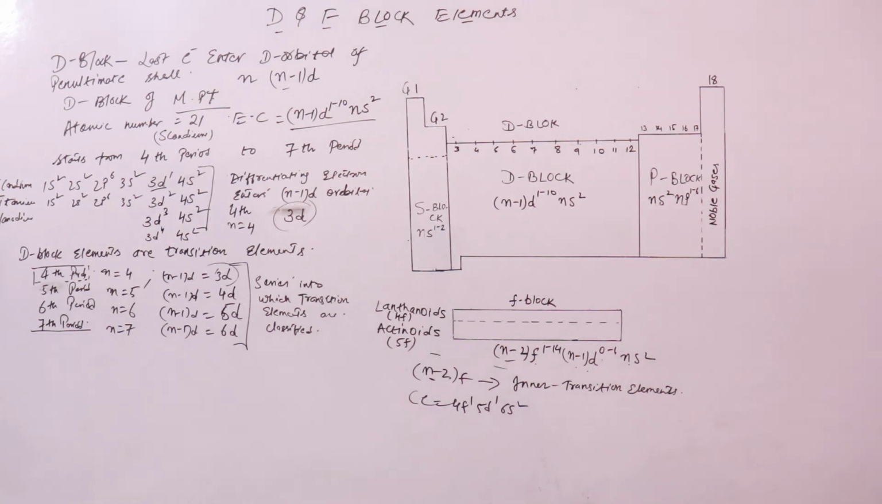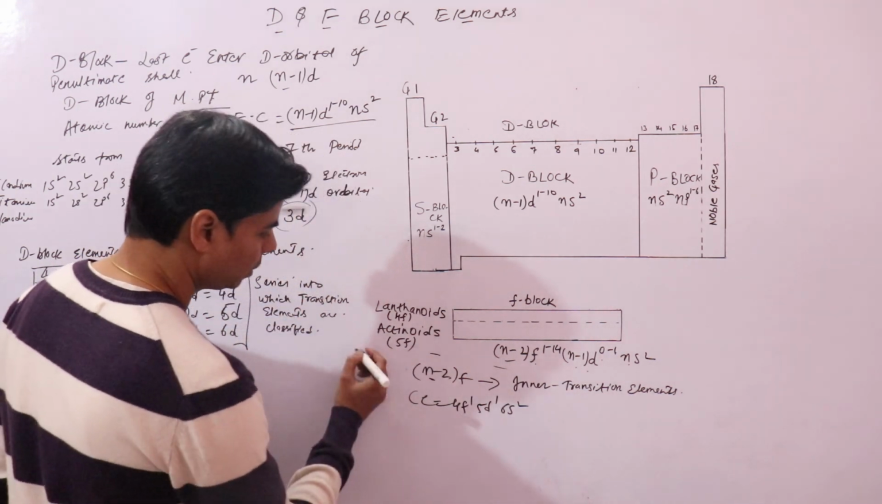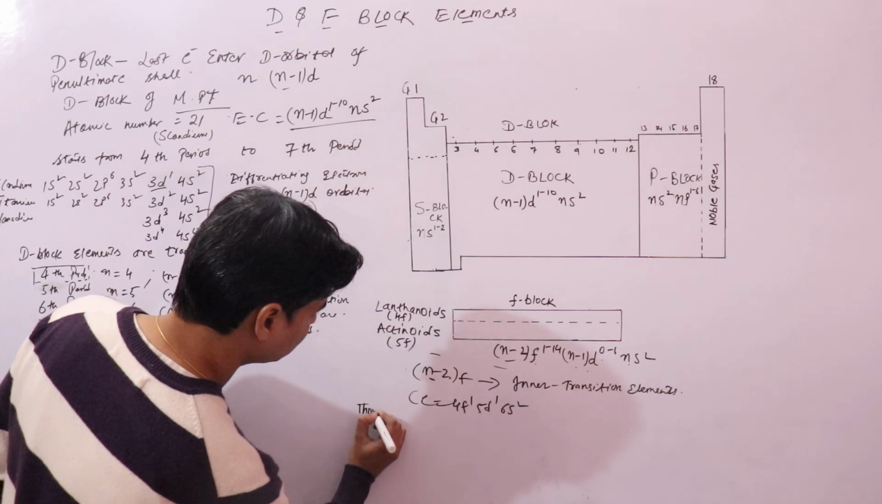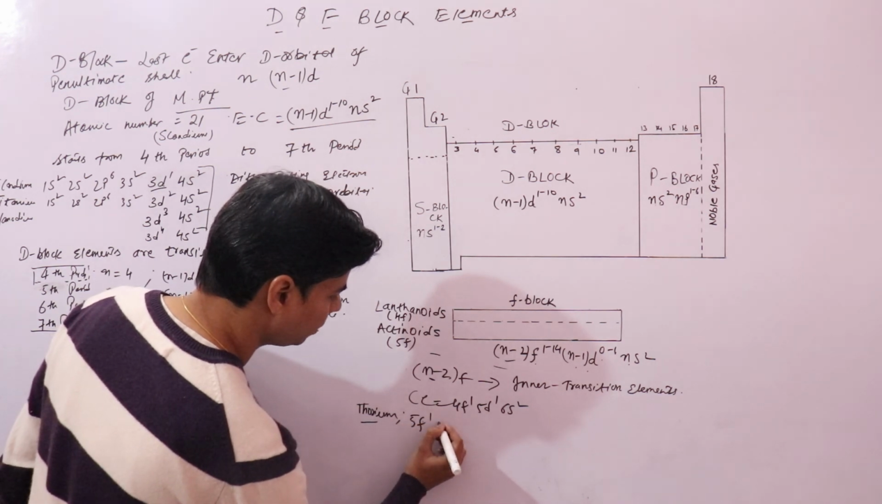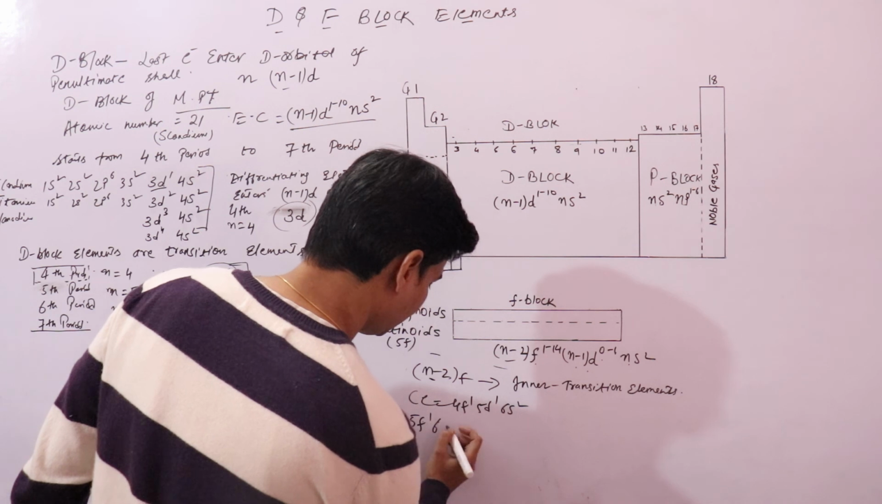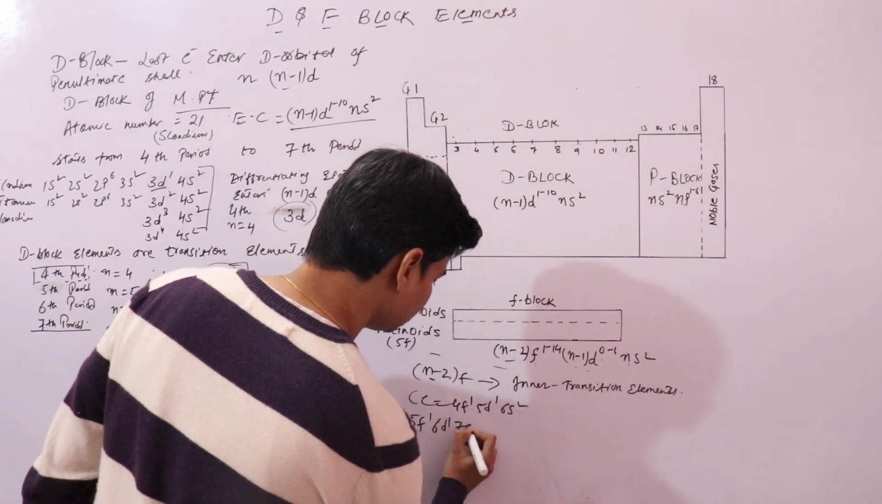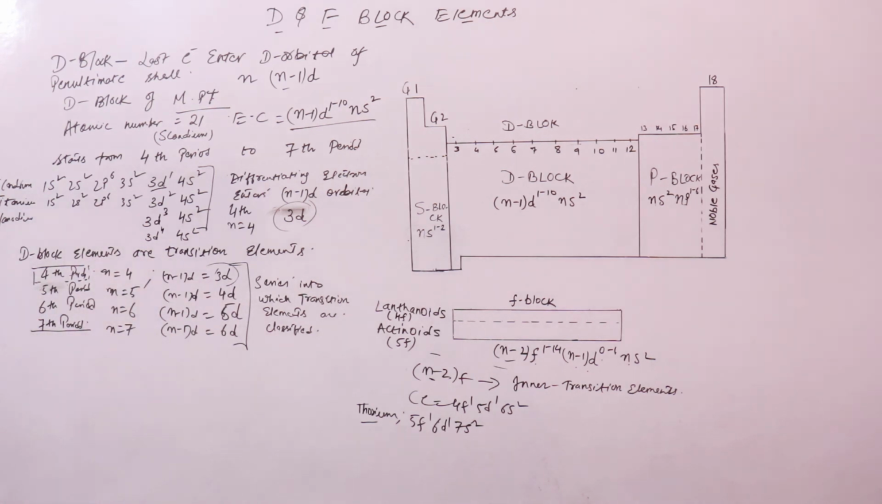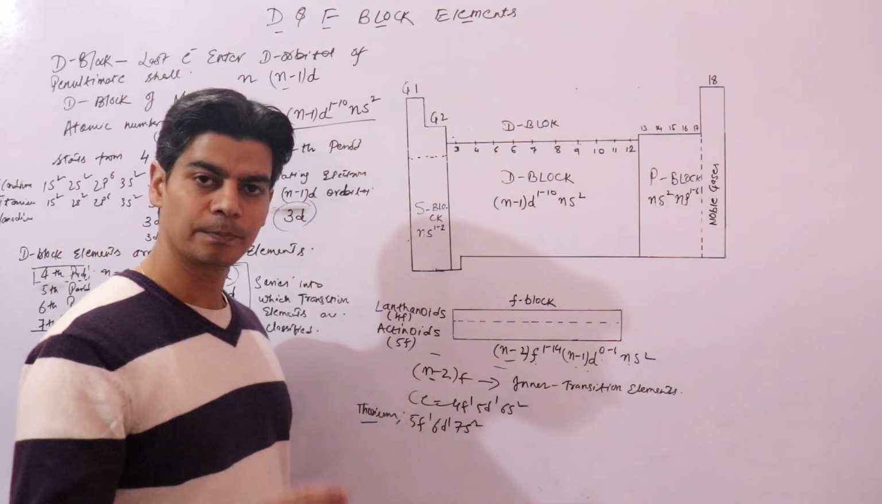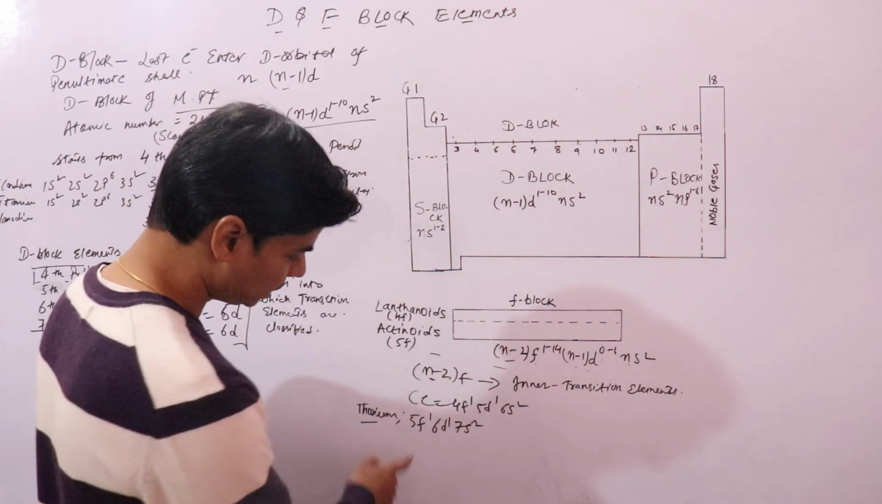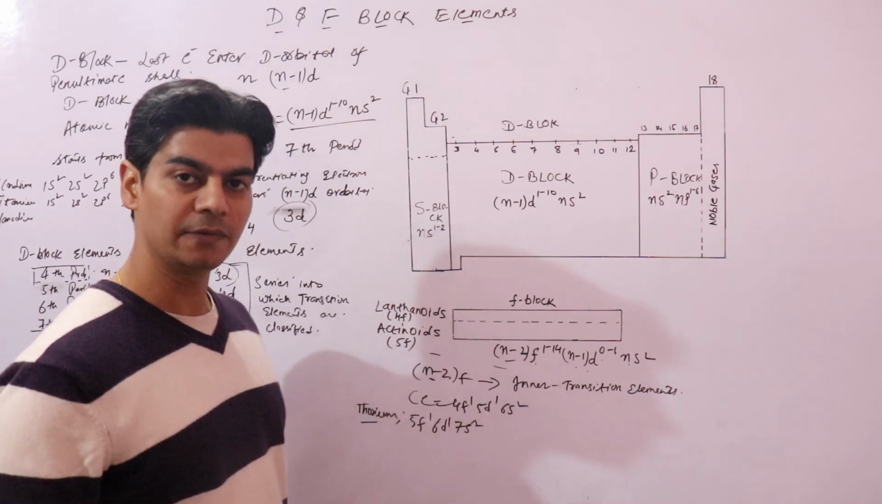And the actinoids would start from thorium, and the electronic configuration would be 5f1, 6d1, 7s2. Just understand these small things. That's why we call these the 5f series. Actinoids come under the 5f series because we start filling up the f orbital of the 5th shell.